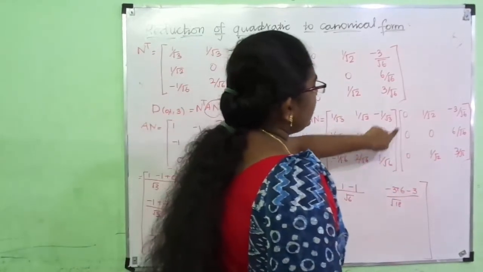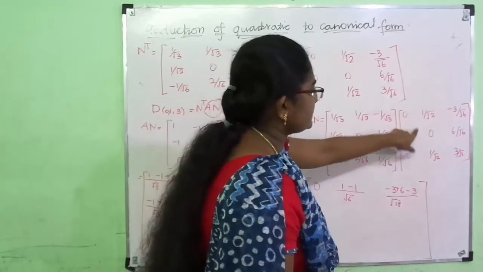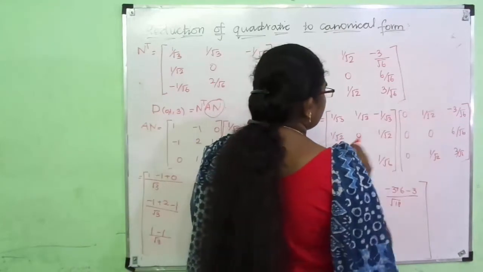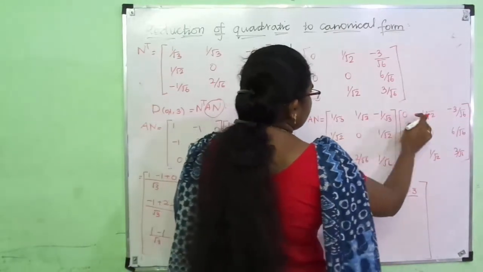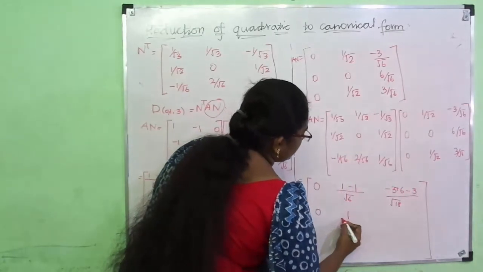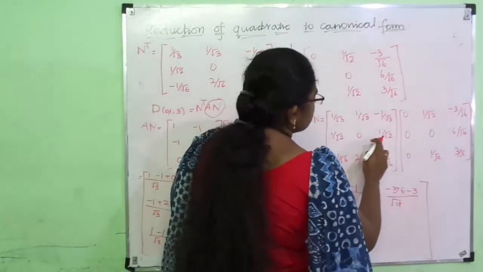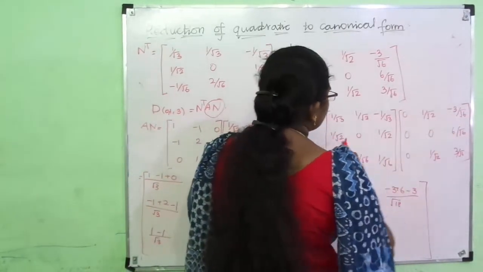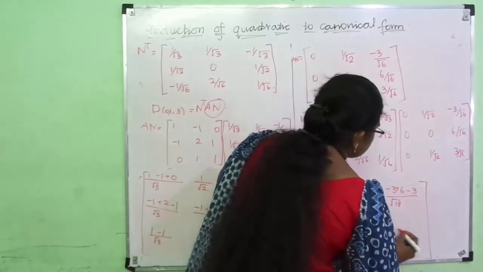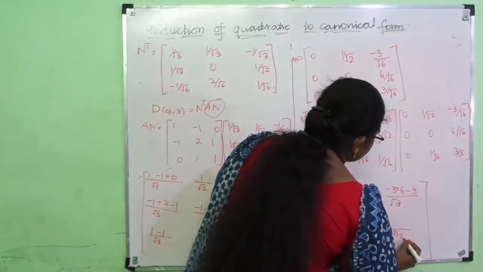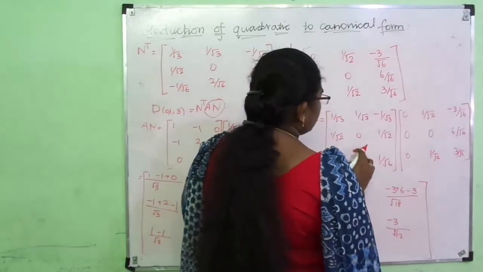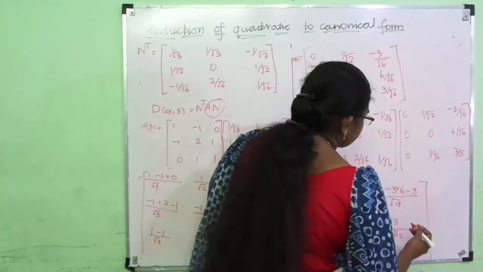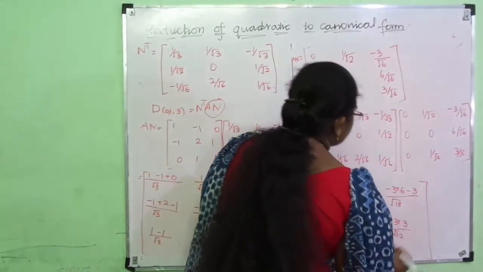The second row and the first column. Here the first column is 0, so this will also be 0. Then second row into the second column: 1 by root 2 into 1 by root 2 will be 1 by 2. 0 into 0 will be 0. 1 by root 2 into 1 by root 2 will be 1 by 2. Second row into the third column: 1 by root 2 into minus 3 by root 6 will be minus 3. 0 into 6 by root 6 will be 0. 1 by root 2 into 3 by root 6 will be plus 3 by root 12.